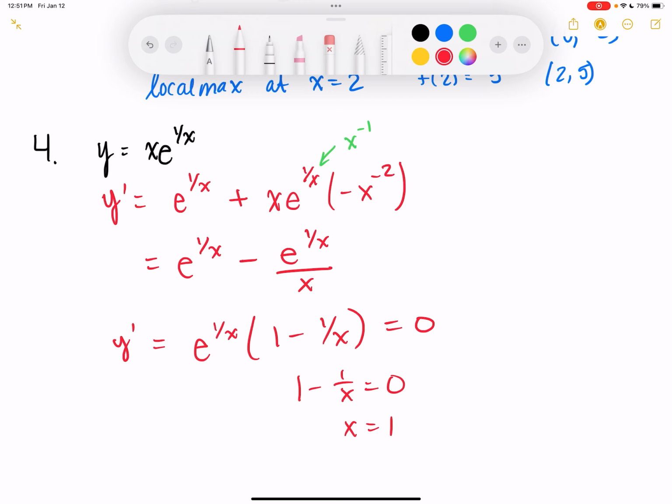What else would cause a problem? Zero would. Why would that cause a problem? Well, it would be undefined. And then I would have e to the undefined, and we can't have that either. So that would also cause a problem. So we include that in here as well.